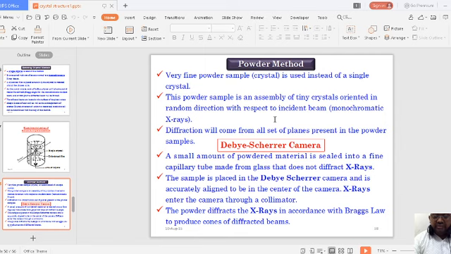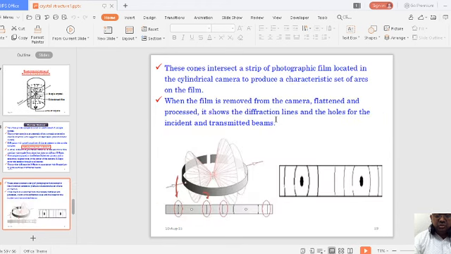So the powder diffracts the X-rays in accordance with the Bragg law to produce cones. When you incident the X-ray on the capillary tube, which is placed exactly at the center of the Debye-Scherrer camera, the X-rays will be diffracted. And how is it diffracted? It satisfies the condition 2d sin theta equals n lambda. When it is satisfied, you see the diffraction pattern shown here.